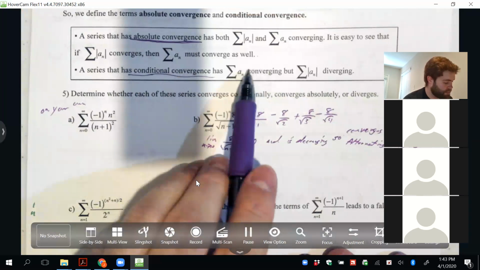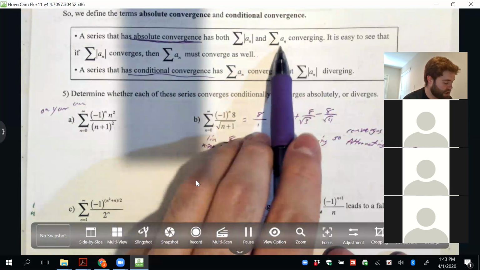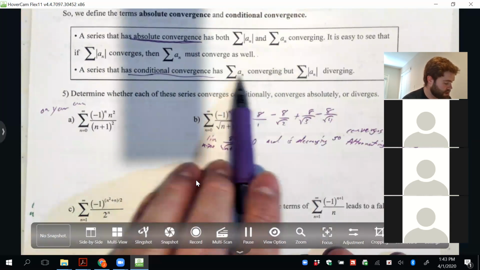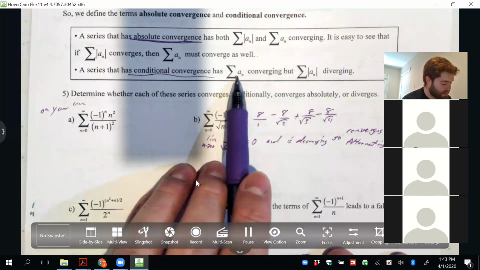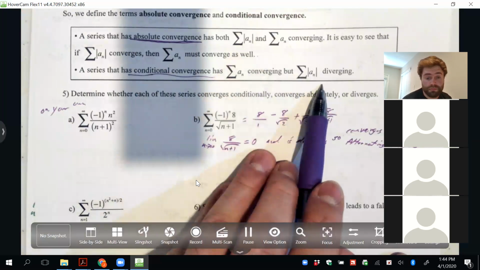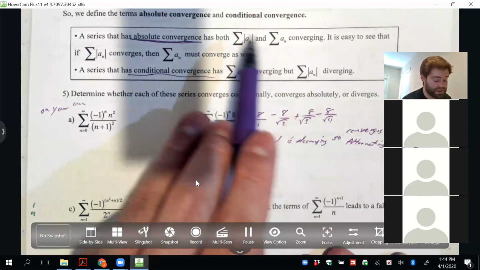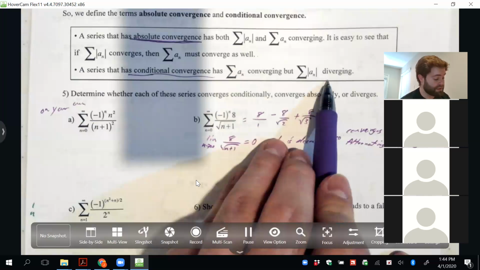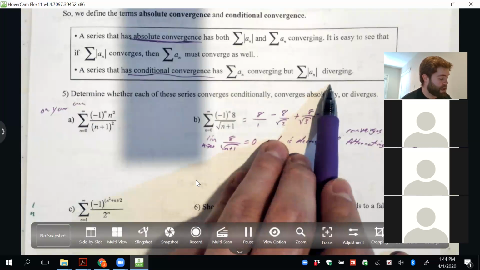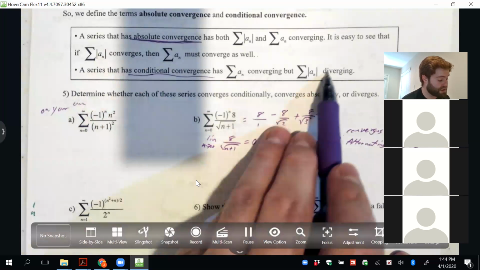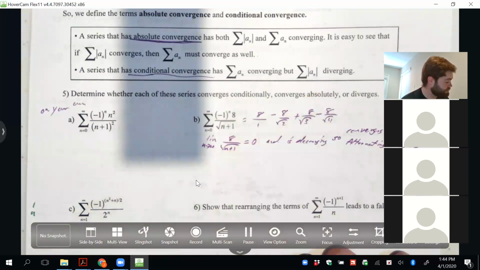So looking back up here, we see the sum of a sub n does converge. We just now showed that. Now we want to see if we throw the absolute value sign on there, does it still converge? And if it still converges with the absolute value sign, meaning without the negatives, then it would be absolutely convergent. If it does not converge with the absolute value sign, then it's only conditionally.